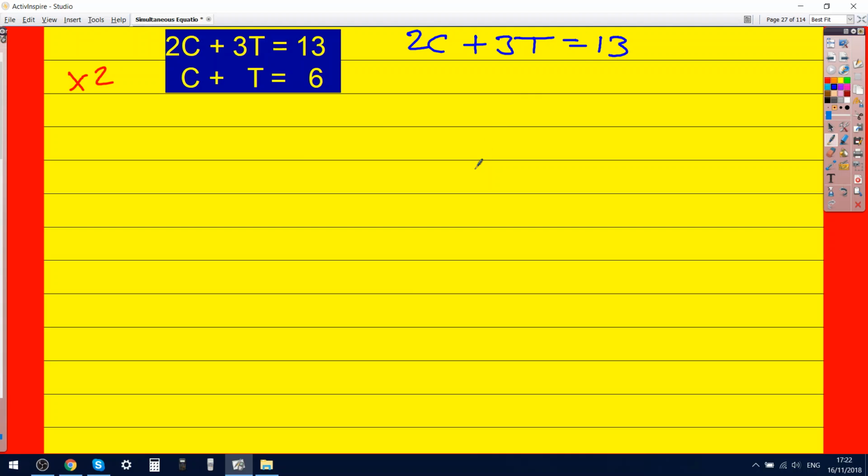Okay. So what would you get if you doubled the second order? This is coffees and teas. 4C add 6T equals 26. No, the second one. 2C add 2T equals 12. Yeah. And now you have the C is the same. Oh, so then you can find out that T equals 1. Yeah, so T is £1 and coffee.